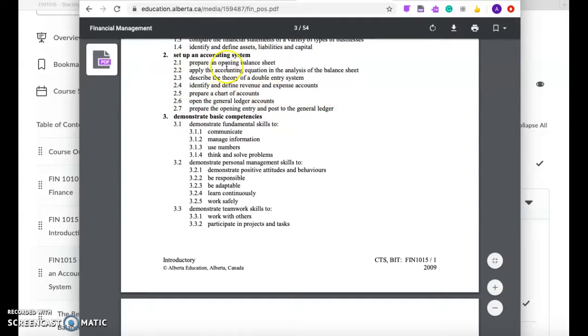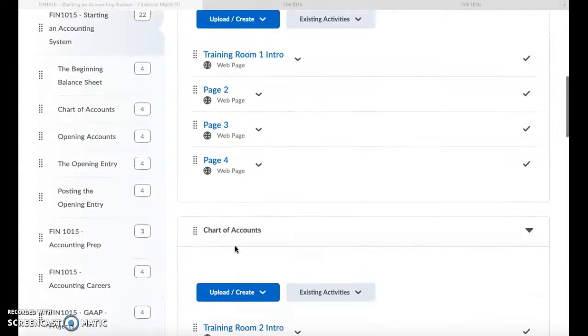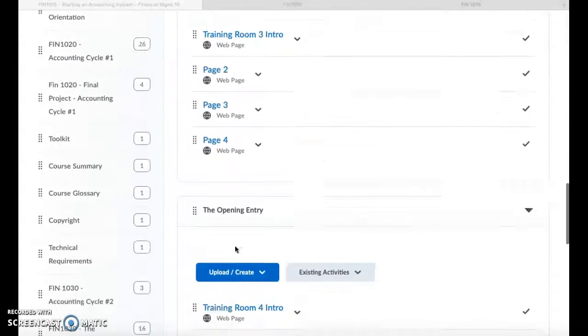So we had: prepare an opening balance sheet, apply the accounting equation in the analysis of the balance sheet, describe the theory of a double entry system, identify and define revenue and expense accounts, prepare a chart of accounts, open the general ledger accounts, and finally today, prepare the opening entry and post to the general ledger. That last one is going to be in training room number 5.